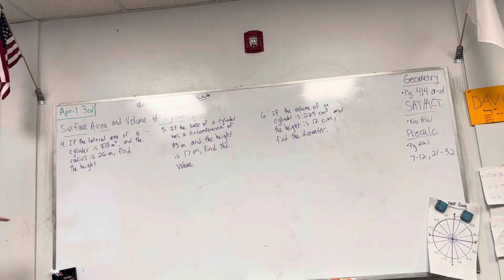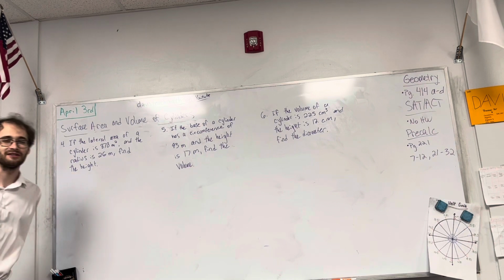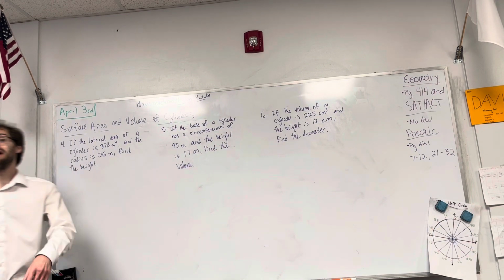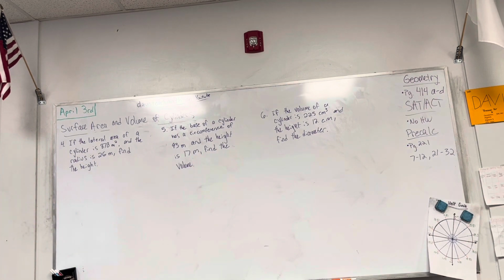All right. If the lateral area of a cylinder is 878 meters squared, and the radius is 26 meters. Find the height. Oh yes, these are my favorite kinds of problems. These are like putting a good old puzzle together. All right, excellent pro tip for questions like these.